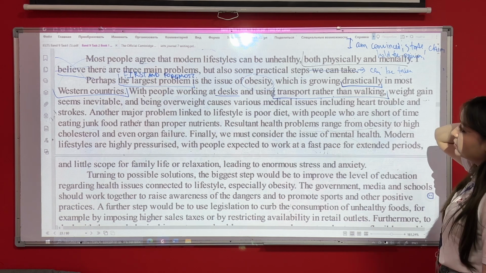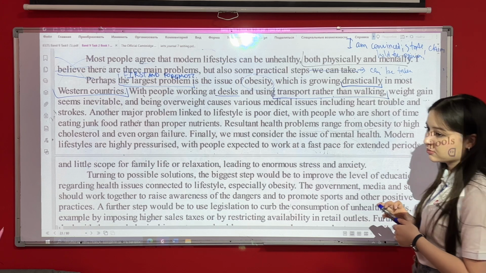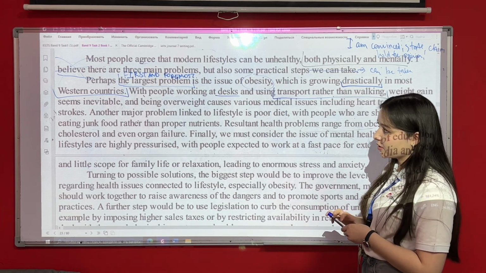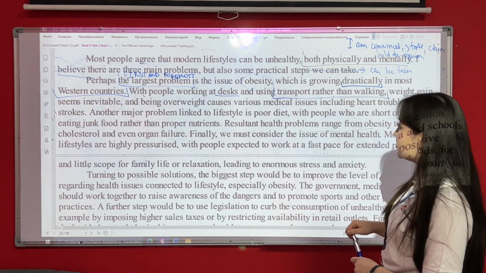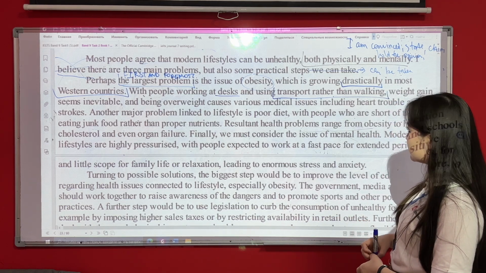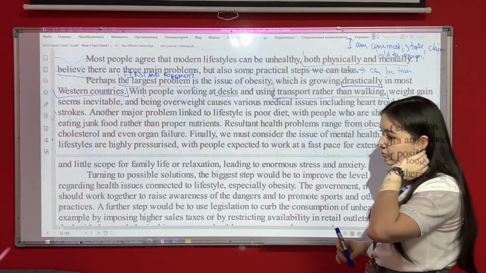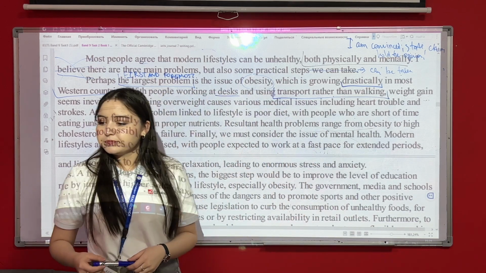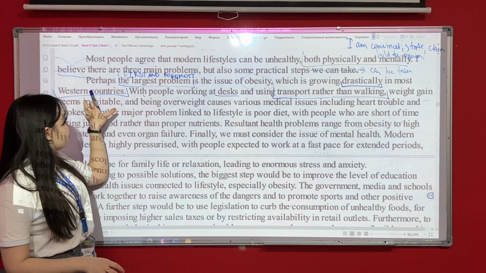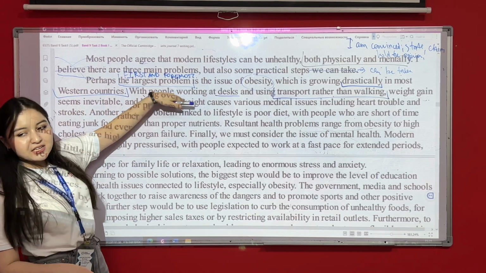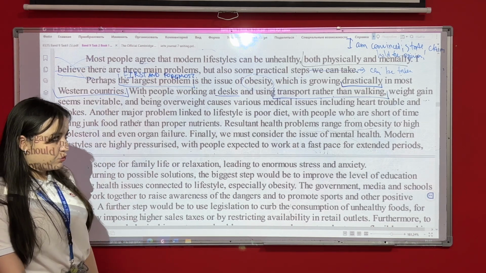In the first sentence you can just say it without an example. For example, perhaps first and foremost is the issue of obesity, which is growing drastically. Можно? А вот обязательно с example сразу. Нет, не обязательно. But it will be better, because the example will explain. You want to say that you will make examples after the explanation. Yes. Okay. With people working at desks and using transport rather than walking, weight gain.